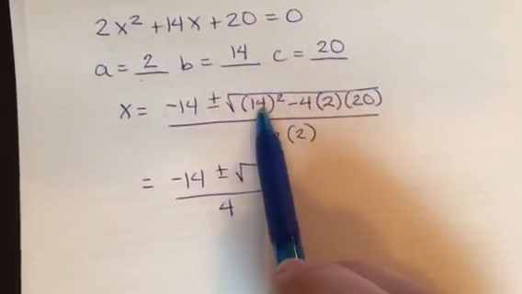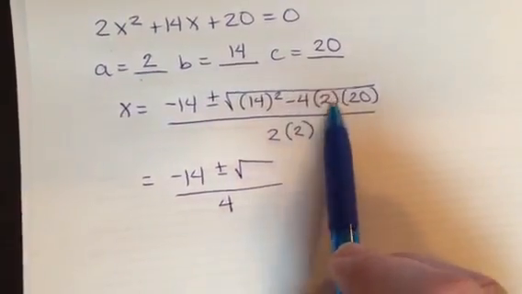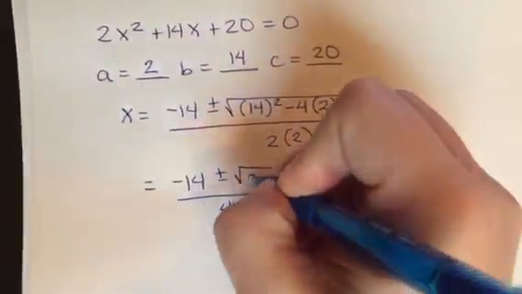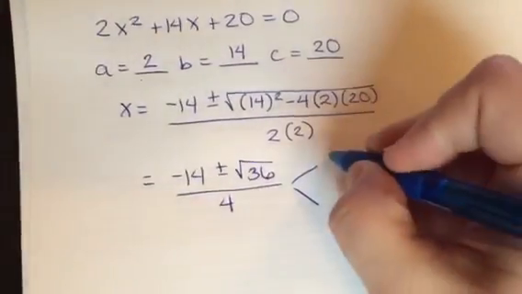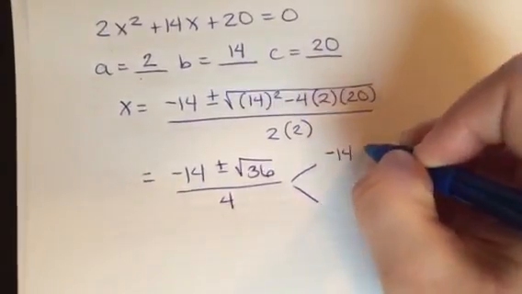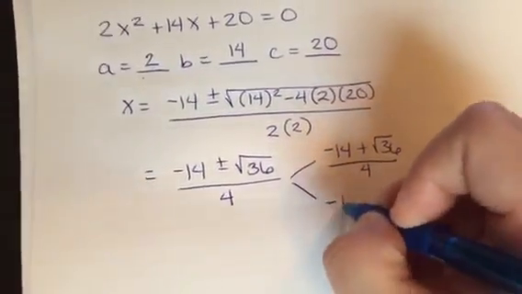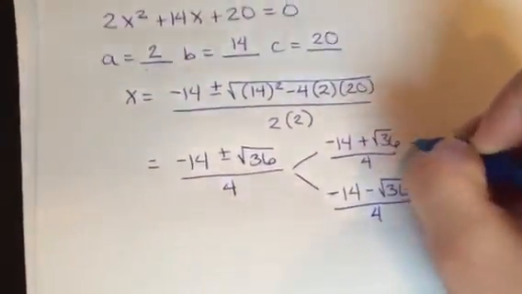And I entered this portion, the discriminant portion, in my calculator, 14 squared minus 4 times 2 times 20, using parentheses, and I got 36. So then remember we have to split this apart because this is two problems. We have negative 14 plus the square root of 36 over 4, but we also have negative 14 minus the square root of 36 over 4.